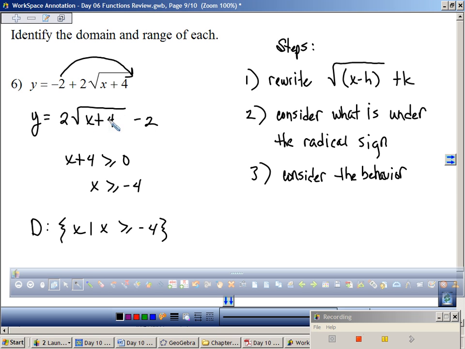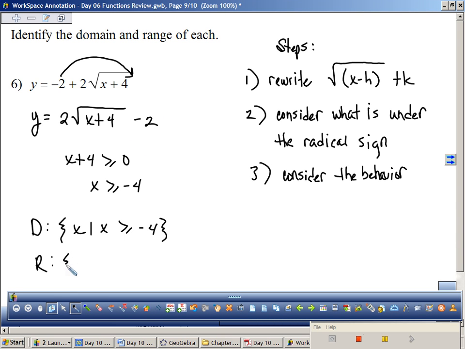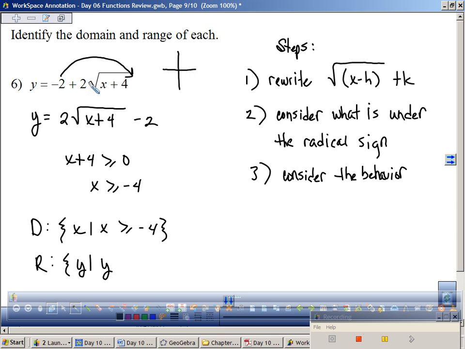This is shifted, we've learned, to the left 4, right? How else is it shifted? Down 2. Now the range is in control of what's going up or down, right? So my range would be, just from thinking about the behavior of the graph, y such that y must be, I should really think about the behavior of the graph. This is a plus sign, right? That means first we're going this way, then we're going this way, and where's it going to go? To the right or to the left?